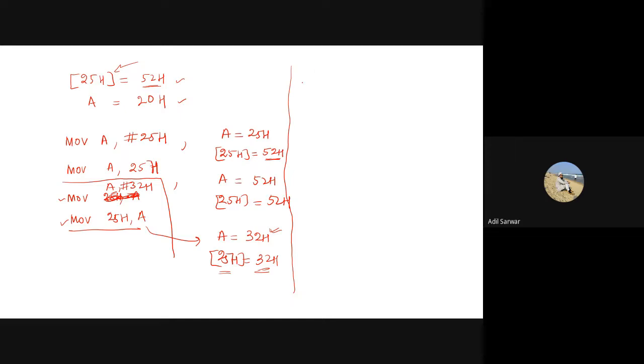Now let us move to another mode of addressing, which is the fourth one, I think: indirect addressing mode. Okay. So in the indirect addressing mode, basically a register is used as a pointer to the data.